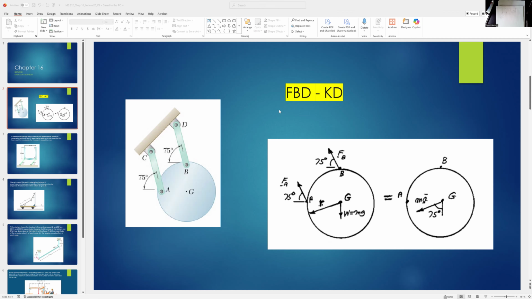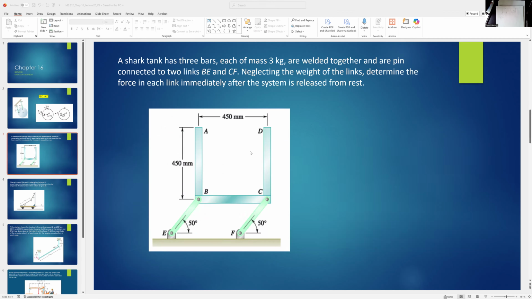So in this problem, we can see that linkages AC and BD do rotate and have angular acceleration, but the disk itself does not. It only translates. So that leads us into our next example where we have something similar.